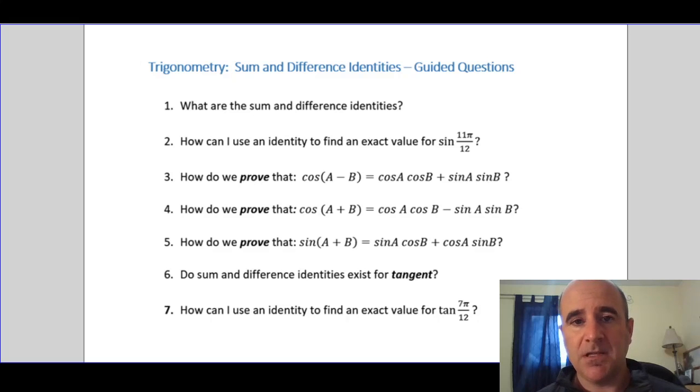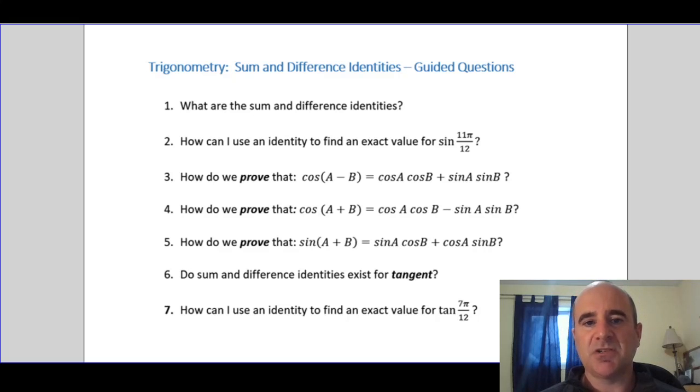Hello. In today's lesson, we're going to look at the sum and difference identities in trigonometry. You'll see on the screen these 7 guided questions that will make up this lesson. We'll start by talking about what the sum and difference identities are, and then how we can use a sum or difference identity to calculate an exact value for a ratio like the sine of 11 pi over 12.